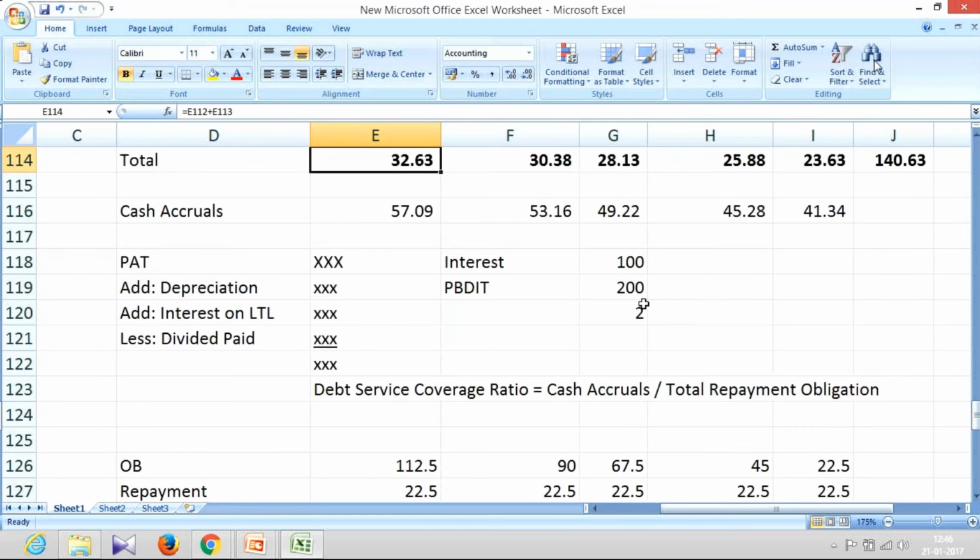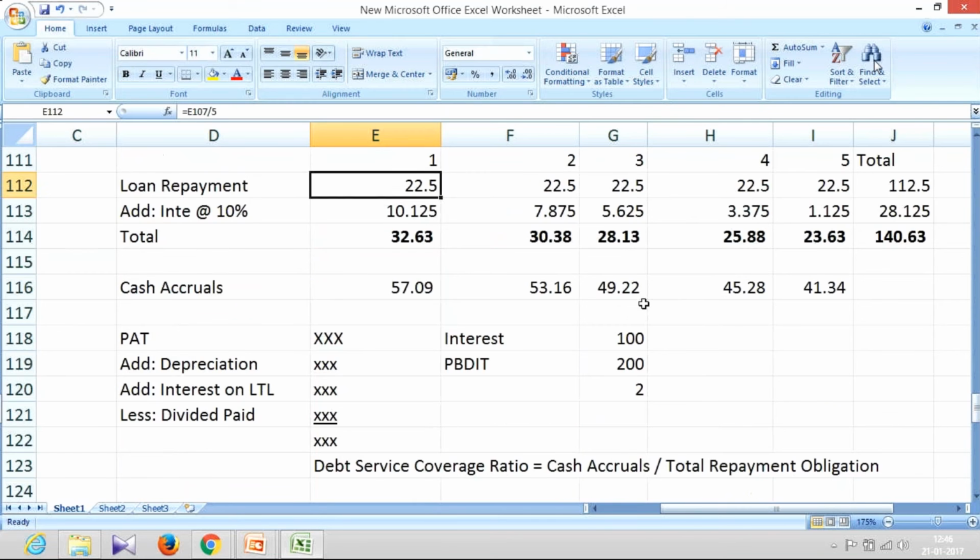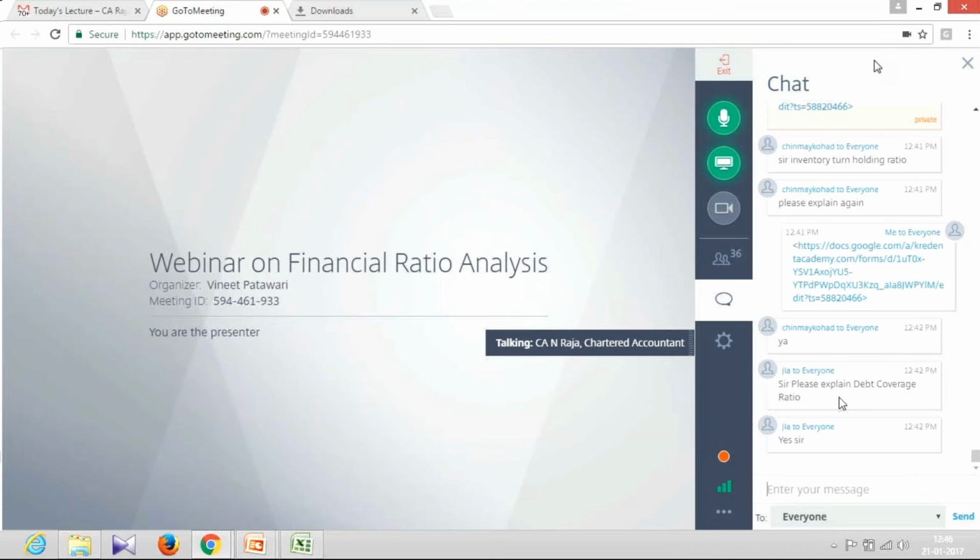Okay, so that's the answer to JLA. And next one, Chinmay Kohat.